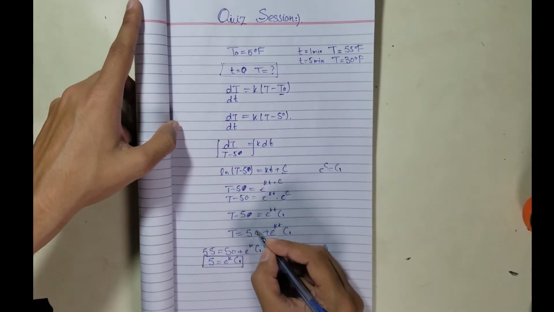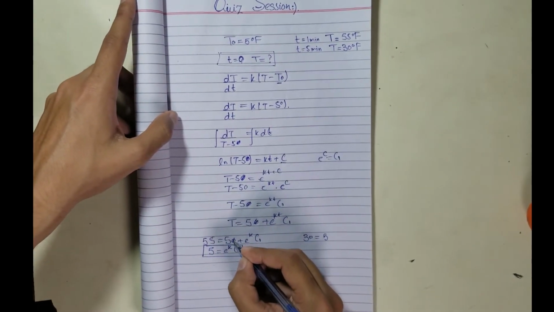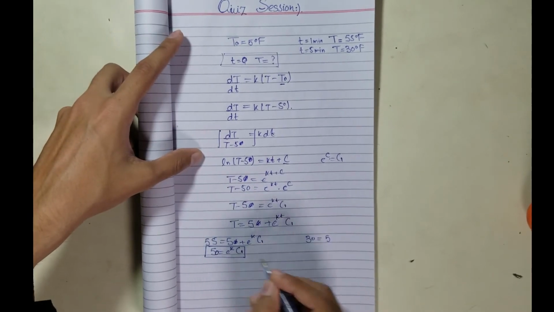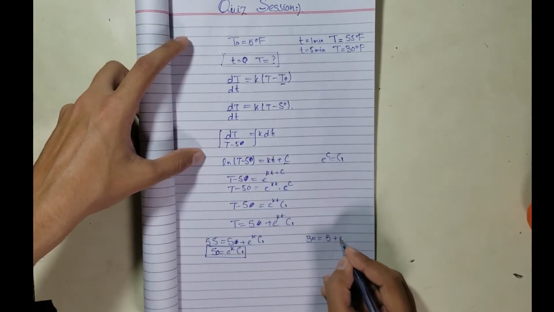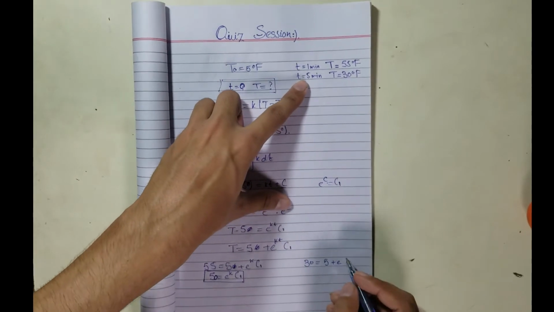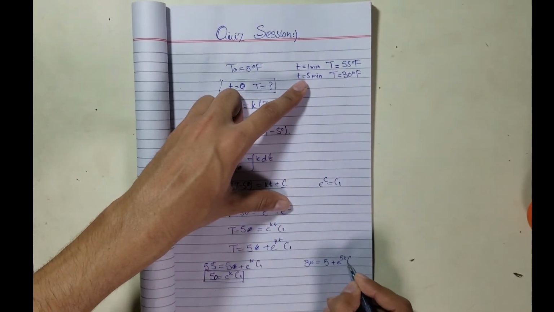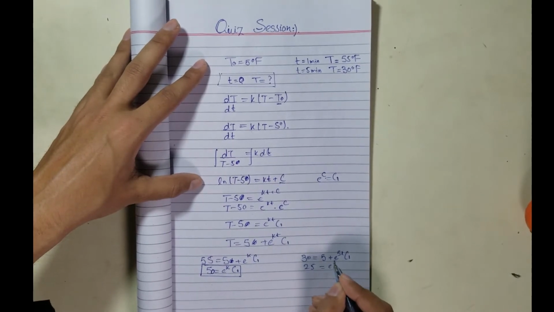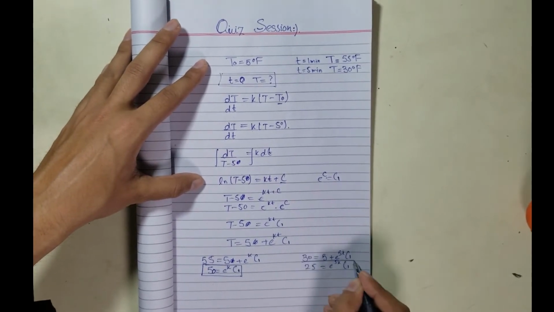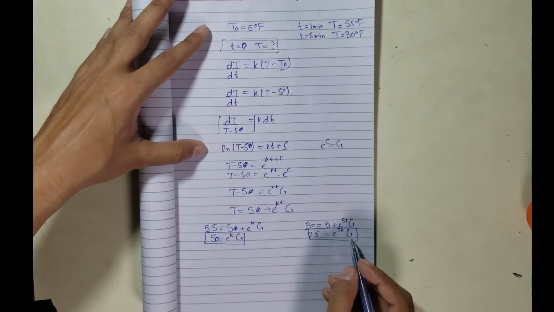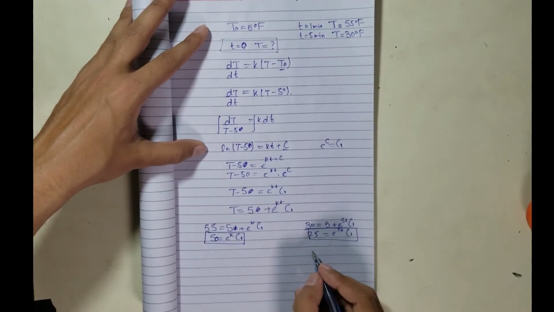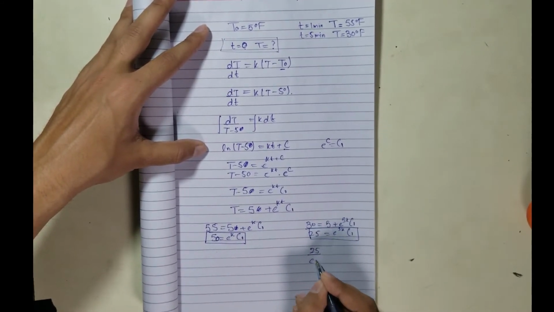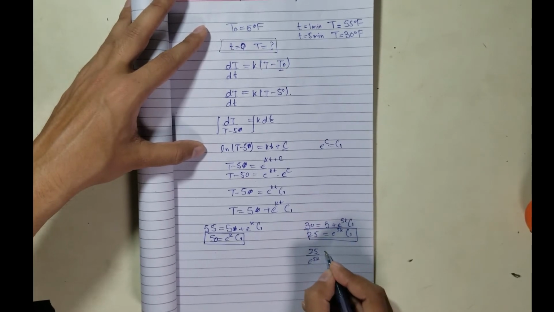Sorry, this is 5. So here is 50, and this is 5 plus e raised to the power, putting t is equal to 5 minute, so 5k c1. So this will become 25 is equal to e raised to the power 5k c1. Now we have two equations. So in this equation I can find the value of c1. So c1 is 25 divided by e raised to the power 5k.